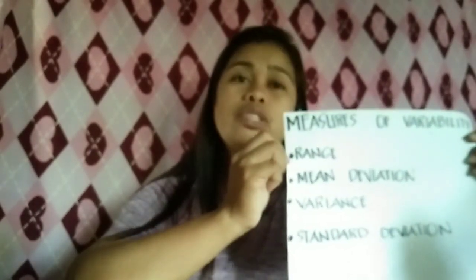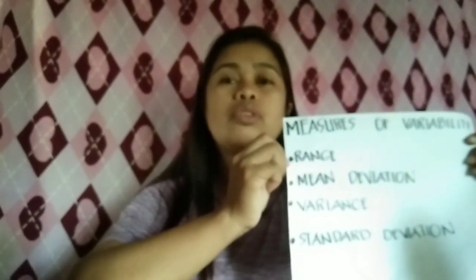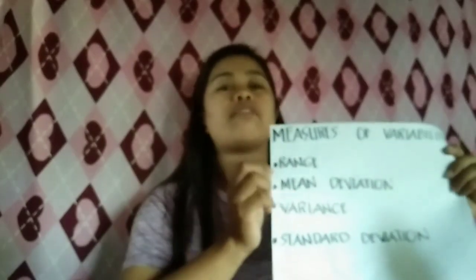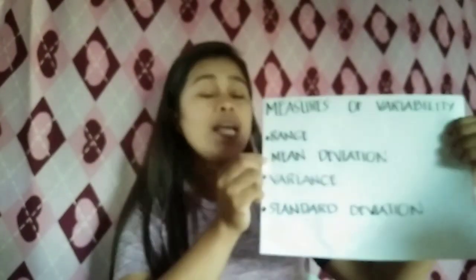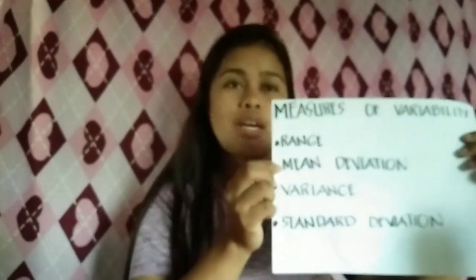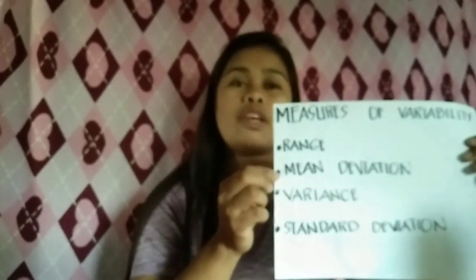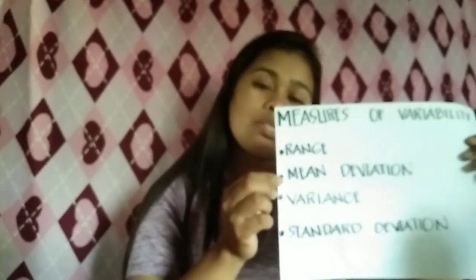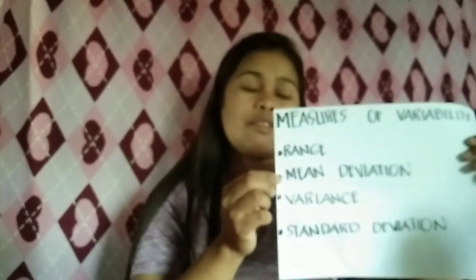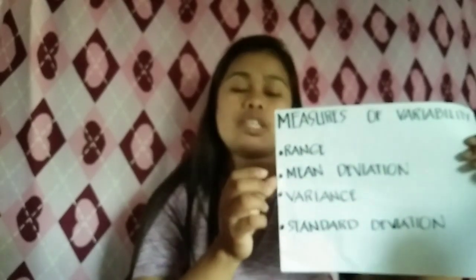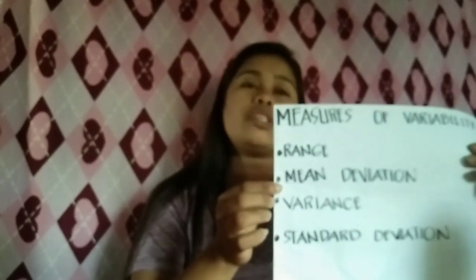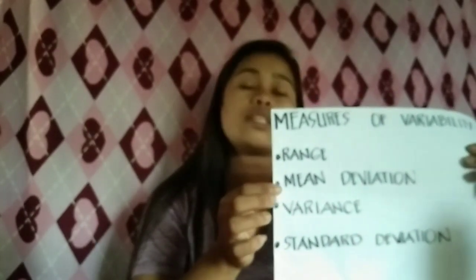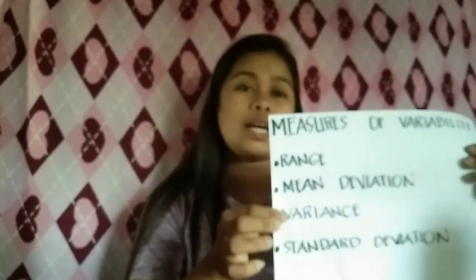Range is the simplest measure of variability. It is the difference between the highest value and the lowest value. Later, I will show you the formula of the range. Mean deviation is the dispersion or the variability of a set of data about the average of this data. The mean deviation has two kinds of data: ungrouped and grouped data.